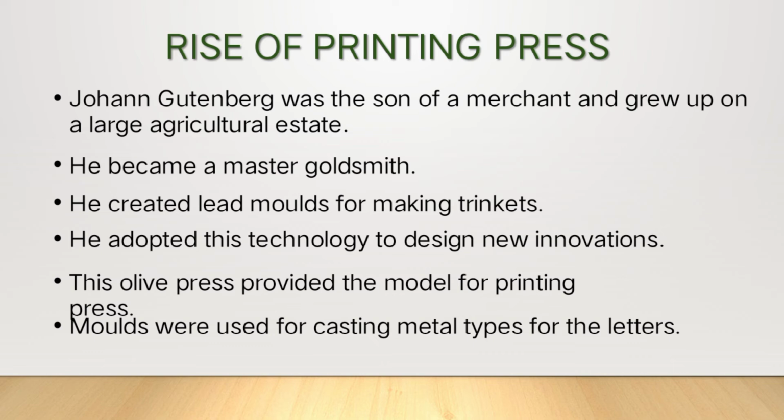Johannes Gutenberg was the son of a merchant and grew up on a large agricultural estate. He became a master goldsmith. He used molds for making trinkets, and he adopted this technology. These molds were used for pressing the grapes and extracting the wine. With these molds, he adopted the technology to invent a new innovation.